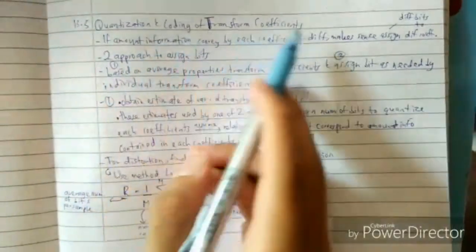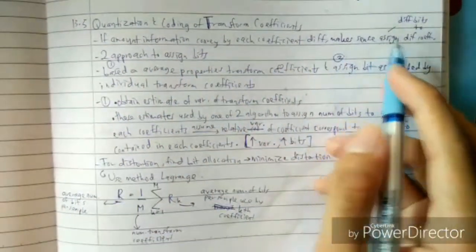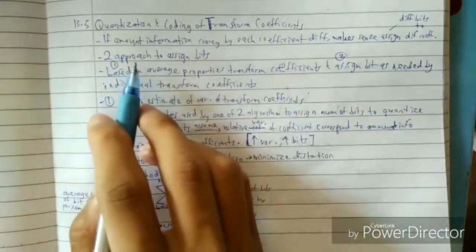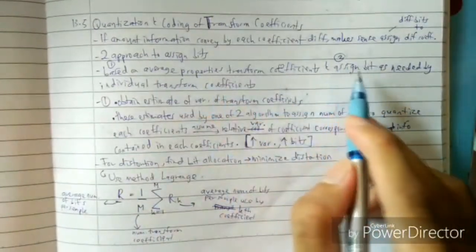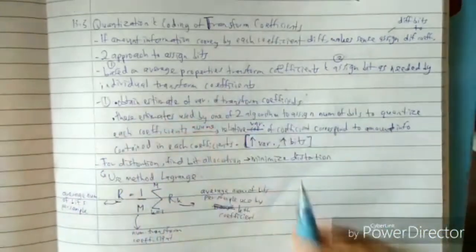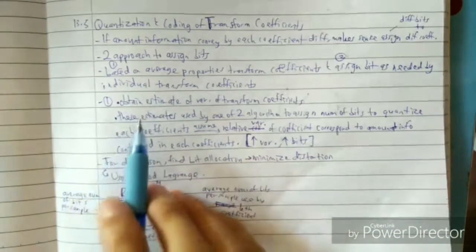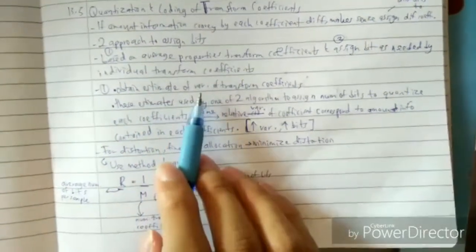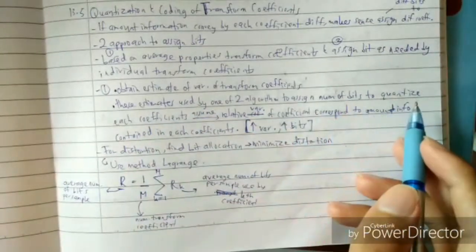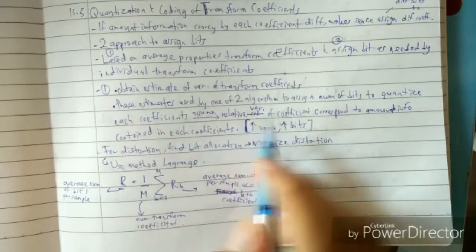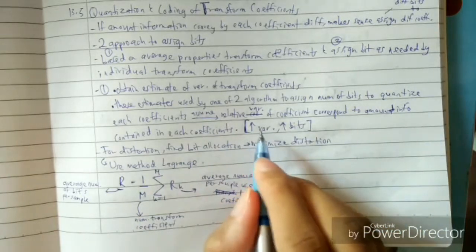For quantization and coding of transform coefficients, if the amount of information conveyed by each coefficient is different, it makes sense to assign different bits to different coefficients. Two approaches can be used to assign bits. First, based on the average properties of transform coefficients, and the second is we assign bits as needed by individual transform coefficients. So how do we use the first approach? First we obtain an estimate of the variance of the transform coefficients. This estimate is used by one of two algorithms to assign the number of bits to quantize each coefficient. We can assume the relative variance of a coefficient corresponds to the amount of information contained in each coefficient. That means the higher the variance, the higher the bits.